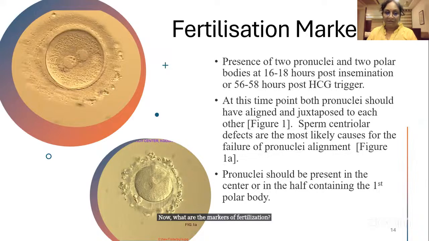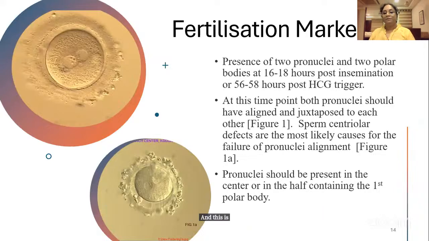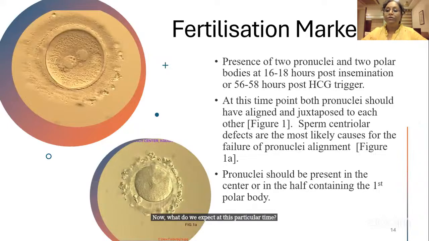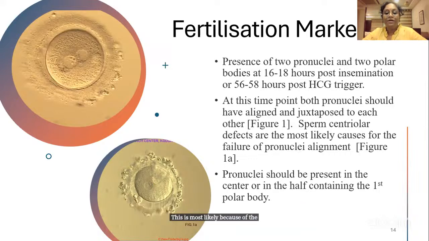Now, what are the markers of fertilization? The zygote should have 2 pronuclei and 2 polar bodies, at 16 to 18 hours post-insemination, or 56 to 58 hours post-HCG trigger. What do we expect at this time? The pronuclei should be aligned and juxtaposed to each other, lying close together. If the pronuclei are not aligned and you can see a small space between them, this is most likely because of sperm centriolar defects.